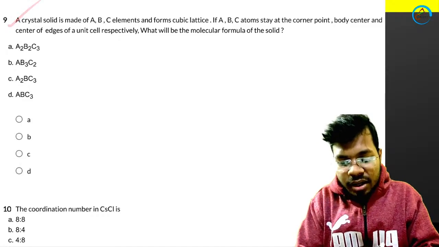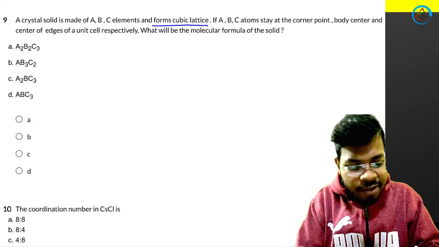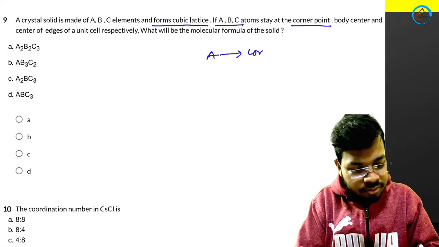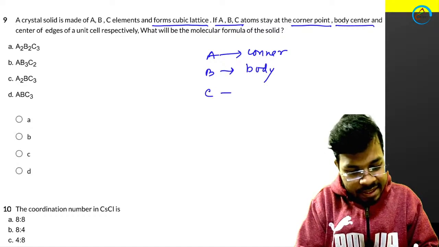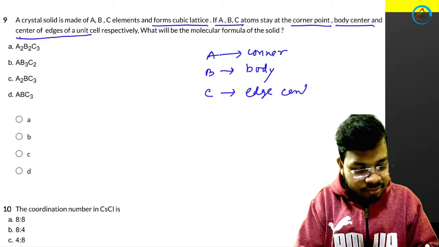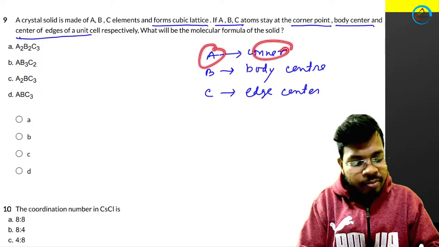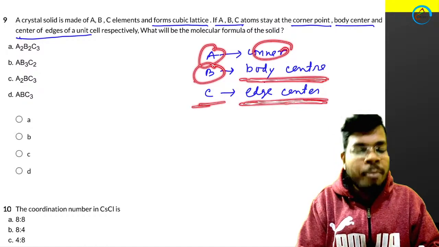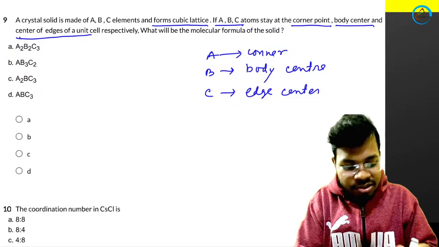Next question. A crystal solid is made of A, B, C elements and forms a cubic lattice. Remember, it forms a cubic lattice, okay? A is present at the corner, B is present at the body center, and C is present at the center of each edge. So first of all, draw a simple picture.